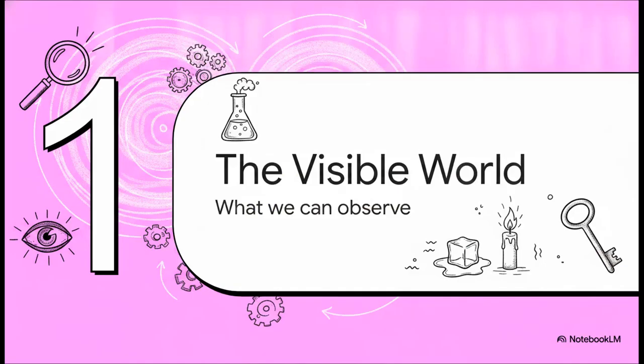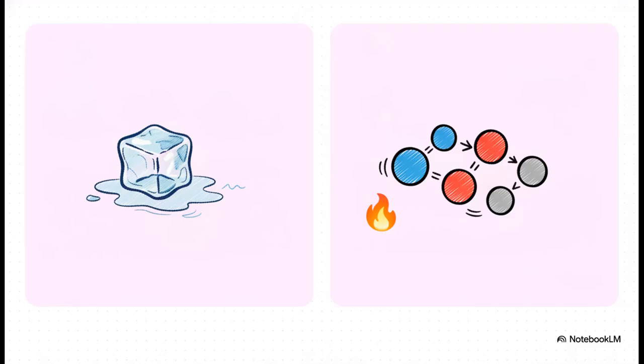Section 1. The visible world. What we can observe. Before we can talk about invisible particles, we really have to establish what we can actually observe about matter in everyday life. A huge misconception, especially on assessments, is mixing up physical and chemical changes. Take an ice cube melting on a hot day. That is just a physical change. The state changes from solid to liquid, and the particle motion increases as it warms up. But here's the key. It's still fundamentally water. This substance hasn't changed its identity.